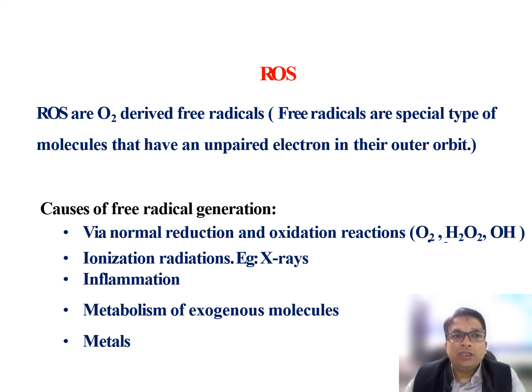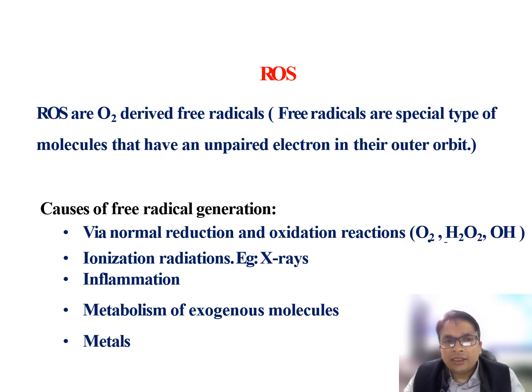Reactive oxygen species: oxygen-derived free radicals are called reactive oxygen species. Free radicals are a special type of molecule having an unpaired electron in their outer orbit, and that's why they become very unstable. As for the causes of free radical generation, if a reduction and oxidation reaction occurs in our cell, that results in free radical generation.